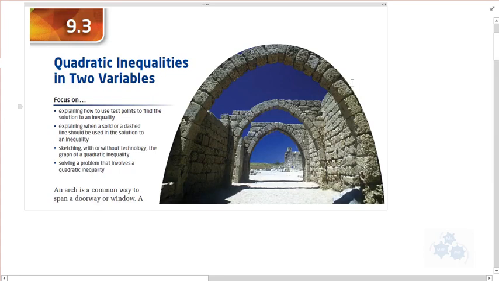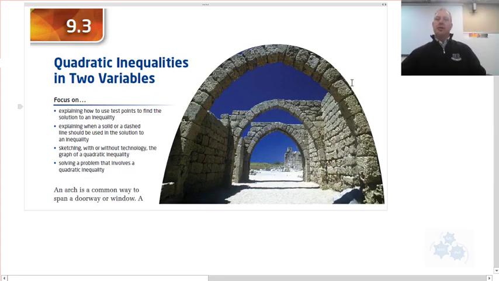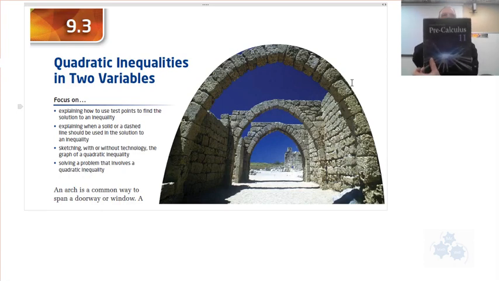All right, so we're on 9.3 here today, and this is Pre-Calculus 20, McGraw-Hill Ryerson, out of this textbook right here. And we are on page 488, if you want to follow along. And we're talking about quadratic inequalities in two variables, okay?